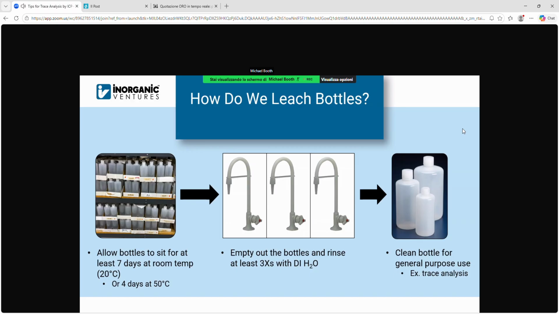Just make sure that when you store those dried bottles, you're keeping it somewhere that protects it from other environmental contamination like dust or something like that. So we use large plastic bins that have lids on them. You can find something very similar, but that's how we store all of our pre-cleaned bottles. And then as we need them, we just pull them. We know that they're leached, that they're going to be good, that we're not going to transfer any contamination from the bottle to our sample or to our standards.